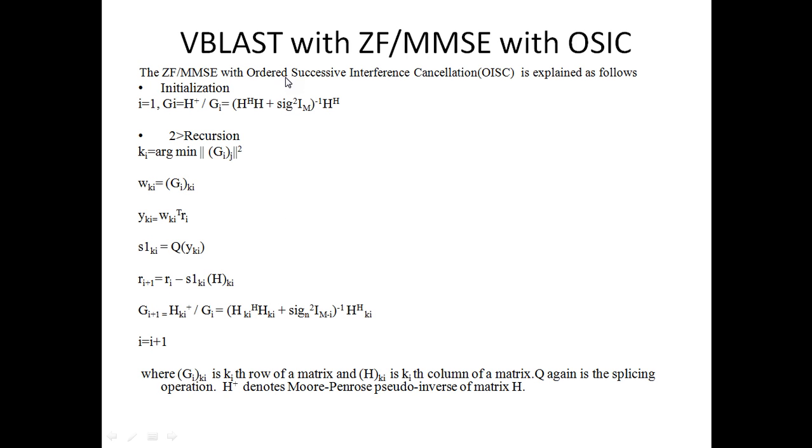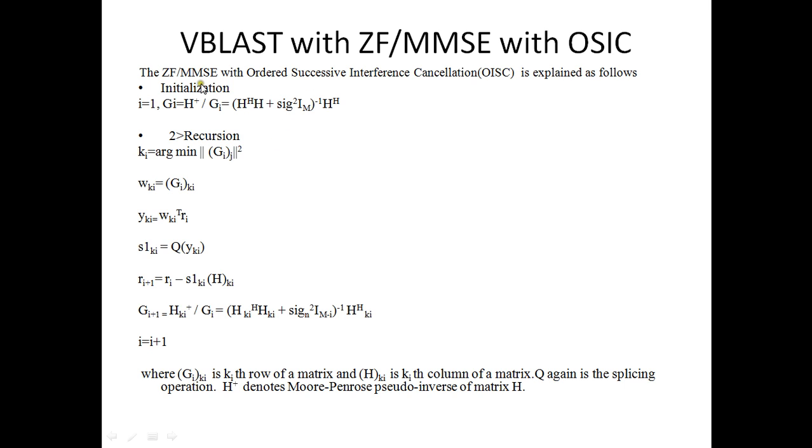Then you have VBLAST with zero forcing and MMSE with OSIC, or ordered successive interference cancellation. It is explained as follows. Firstly, this is employed because it has efficient interference reduction, as the name suggests, ordered successive interference cancellation for both zero forcing and MMSE, so it improves performance in both cases.